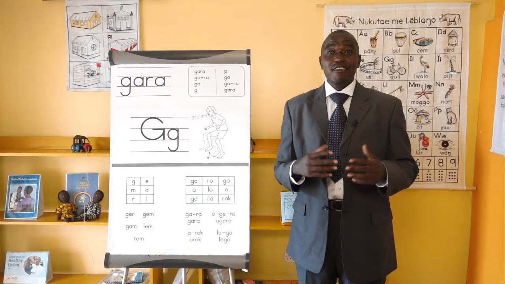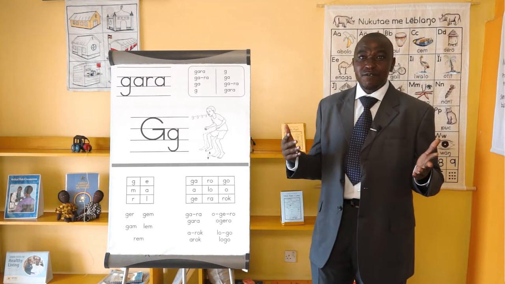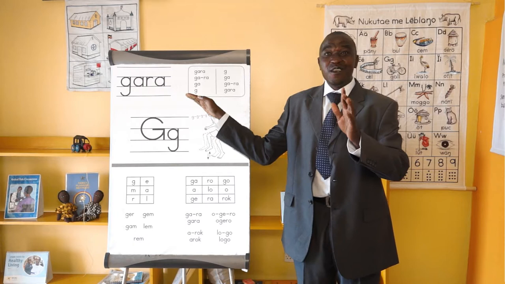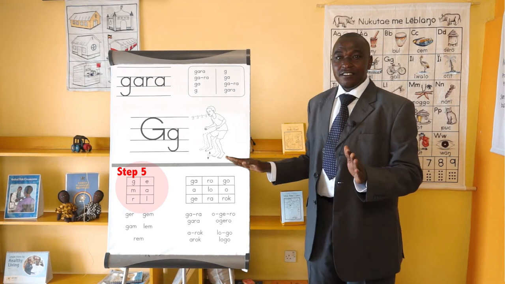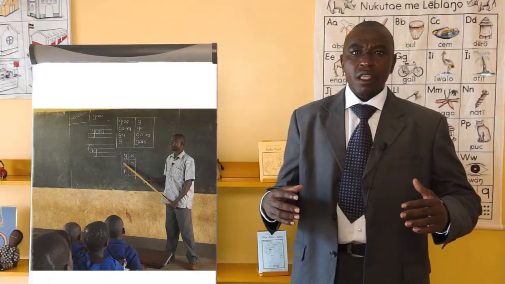We have discussed the 4 teacher-directed steps above the line. This video will outline how to teach the 3 steps below the line. 5, the letter drill table. 6, the syllable drill table. And 7, spelling practice. Why do we say that these steps are pupil directed?